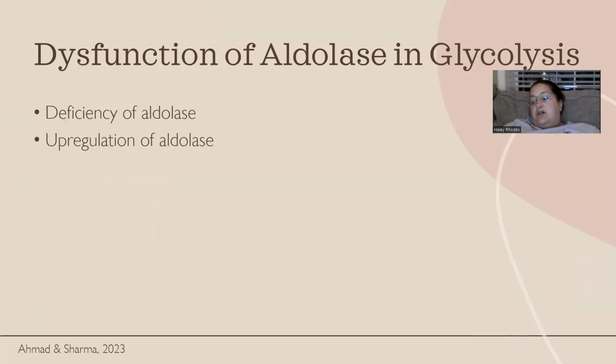So the dysfunction of aldolase can occur in different individuals. Some individuals have a mutation that can cause a deficiency of aldolase type B. This deficiency can lead to the inhibition of glycolysis. If aldolase is not present, then an accumulation of fructose 1-phosphate will occur, which can be toxic. In addition, this can lead to the depletion of ATP and inorganic phosphate within the cell. On the opposite side, the upregulation of aldolase is often seen in tumors.